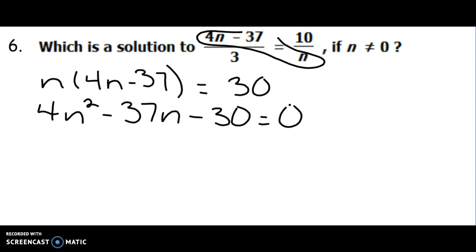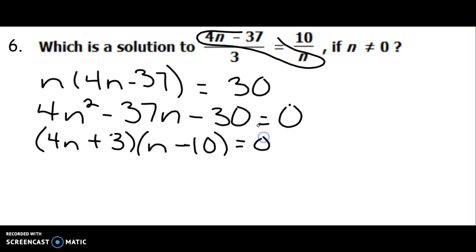So now we have to factor, and we're going to do 4n in one parentheses, n in another. Factors of 30. Let's do 10 here, and let's do 3 here. This will give me 40 minus 3, which gives me a negative 37.